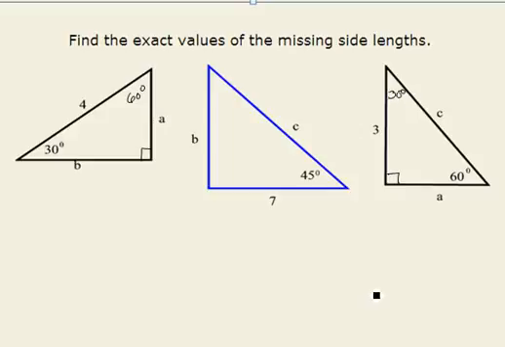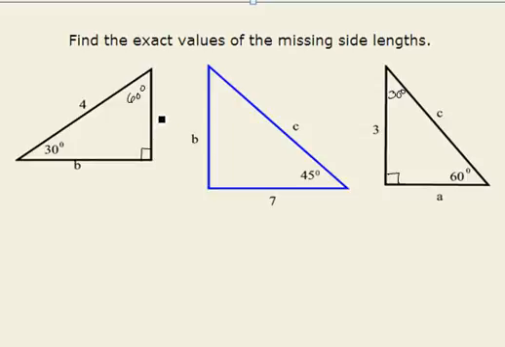In a 30, 60, 90 right triangle, we know that the length of the shortest side, A, is opposite the smallest angle, which is 30 degrees. We also know that A is 1/2 the length of the hypotenuse. We could also find this value for A by using our trig identities.